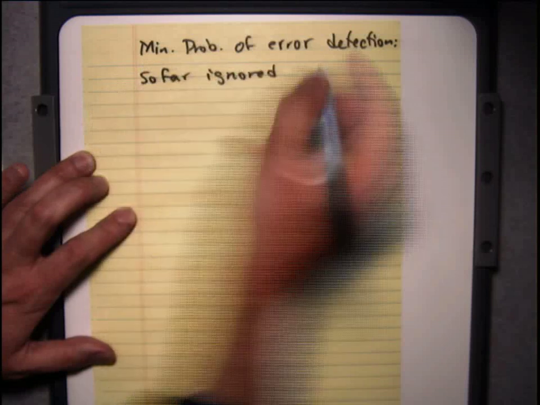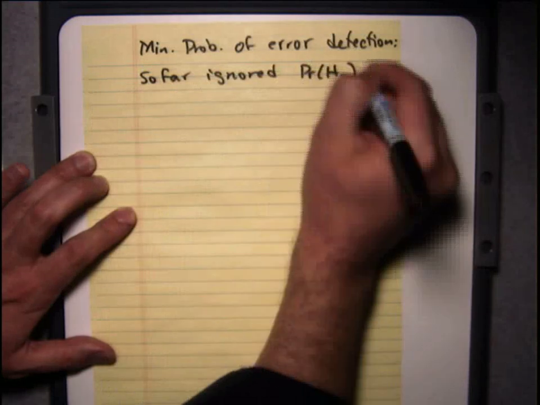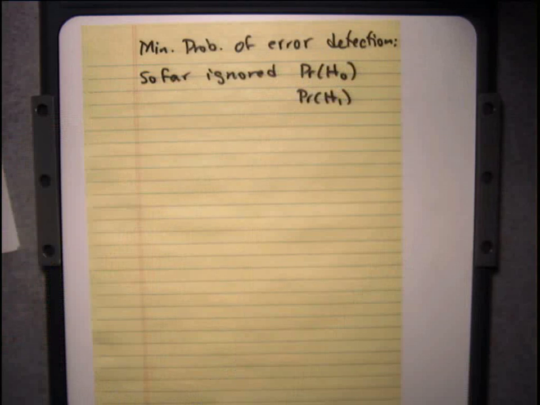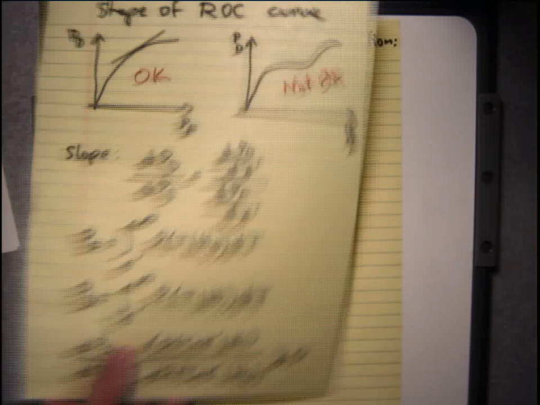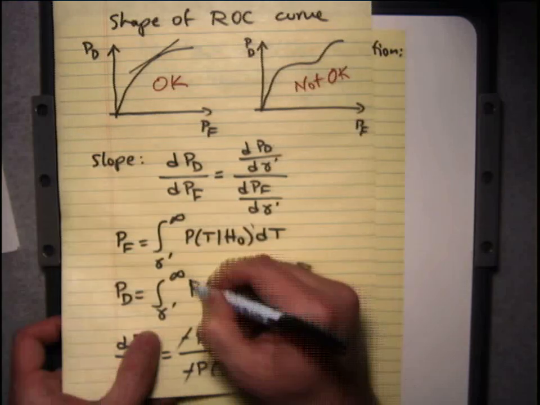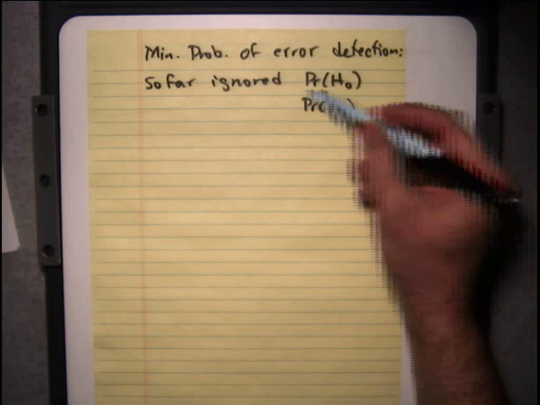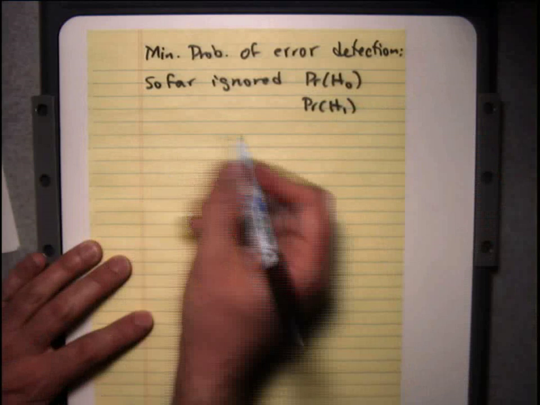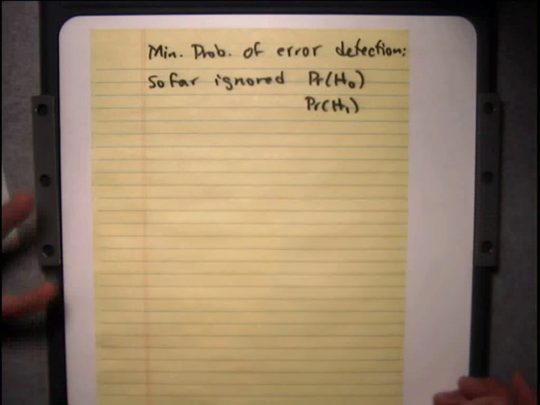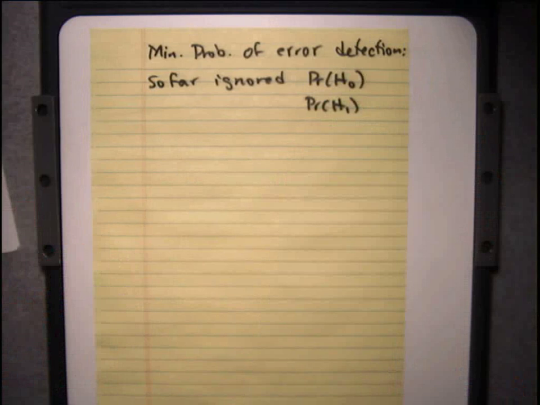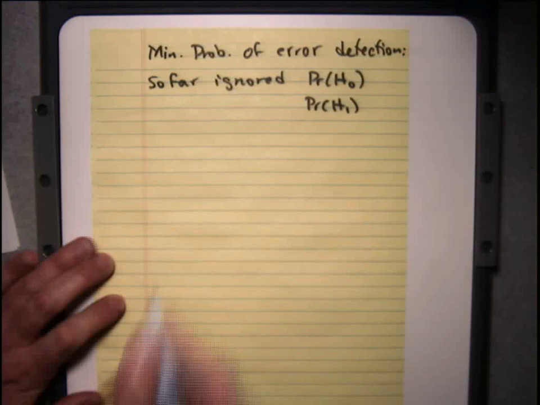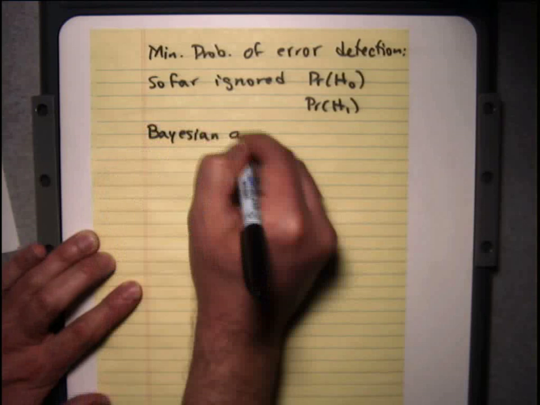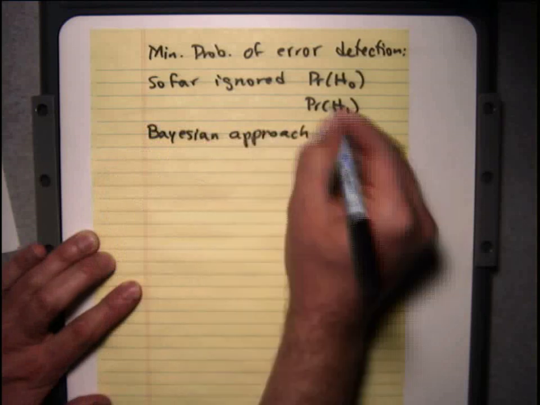Okay, so far we ignored the probability of H0 and the probability of H1. Just to be clear, whenever I'm talking about a PDF, I'm going to use a little p of something, and whenever I'm talking about probability, I'll write it as Pr. Now, in general, these two things are not equal, so there's some weight that you have to give to one hypothesis versus the other. There's a so-called Bayesian approach which allows us to take into account information about these two things.